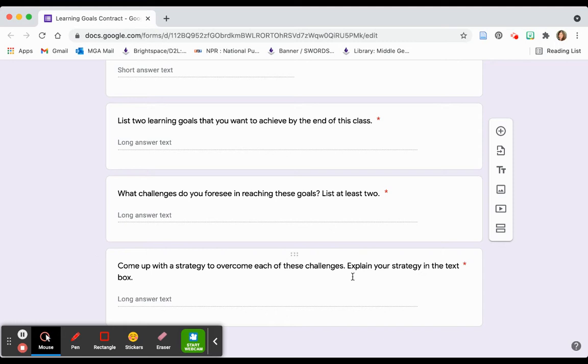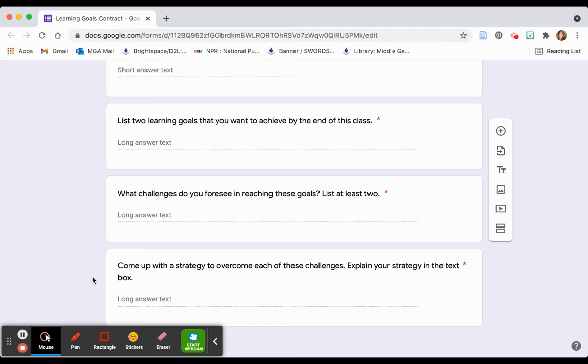And then I want you to come up with a strategy to overcome each of these challenges. So for example, if my goal was I want to improve my research skills, and my challenge was I tend to get overwhelmed when we're at the peak time in the semester and I won't have enough time, then come up with a strategy to overcome this challenge. So a strategy could be, for example, coming up with a schedule for yourself where you schedule out time, an hour for this class, an hour for that class, an hour for another class, so that you are balancing and managing your time effectively. Okay.